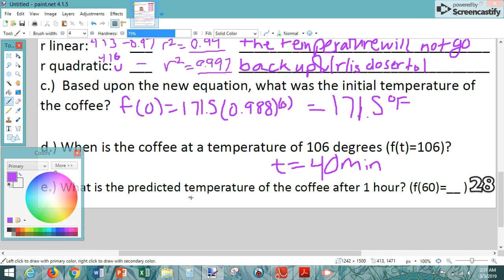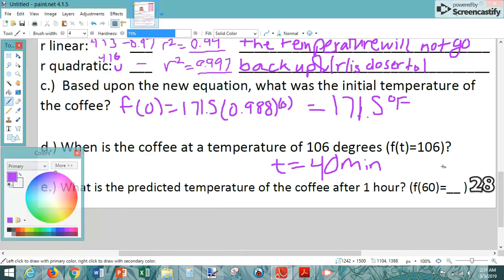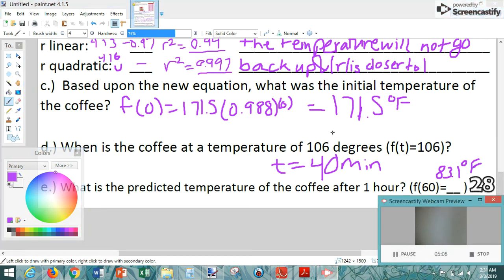Okay, what is the predicted temperature of the coffee after 1 hour? So we're looking for f of 60. So you can either plug this in on your calculator or you can use your graph. So we can keep scrolling until we get to 60. So it looks like we have about 83.1. So that's how you would do regressions in the TI Nspire.